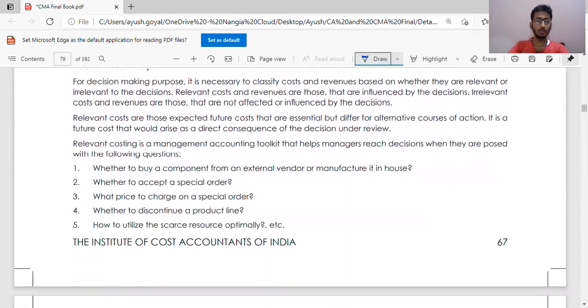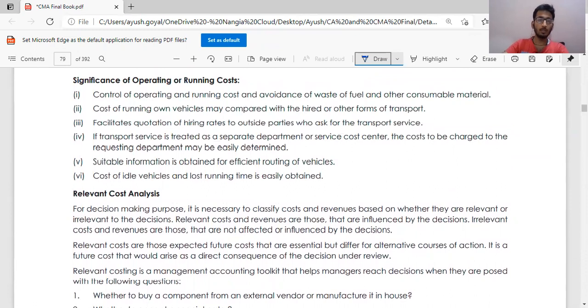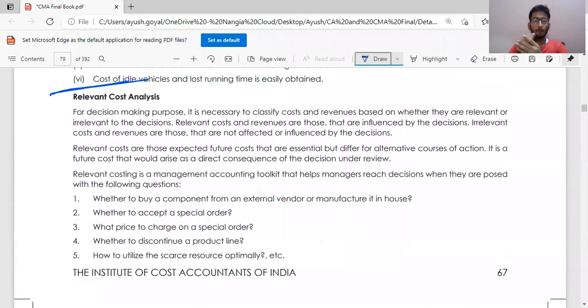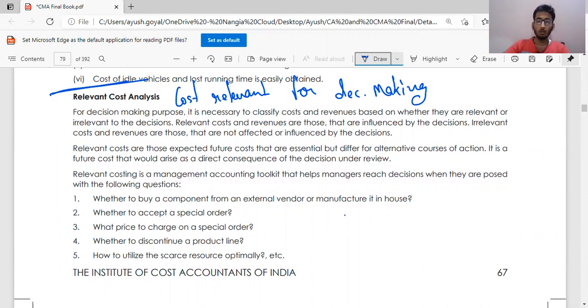Now just see relevant cost analysis. We'll see it from here. The relevant cost analysis. So what is basically relevant cost? Relevant cost is the cost which is relevant for the purpose of decision making. Cost relevant for decision making.